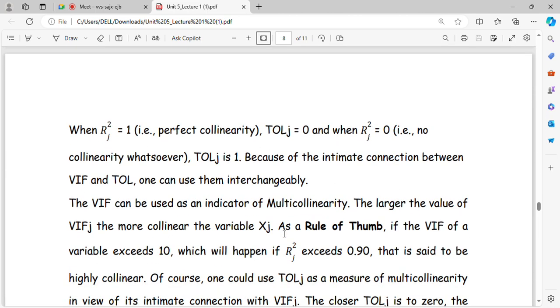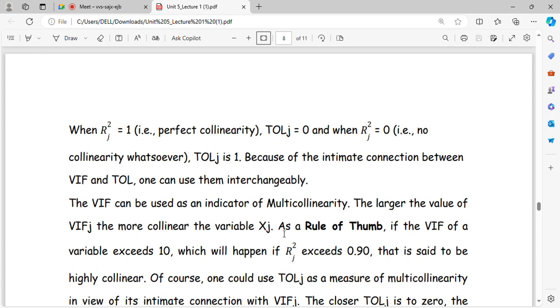Now, to detect multicollinearity, we have some rule of thumb. The VIF can be used as an indicator of multicollinearity. The larger the value of VIF, the more collinear the variable xj. That means to check whether there is a multicollinearity problem in our regression model, we need to get the value of VIF. If VIF is very high, that means there is high collinearity, which is a very big problem. But if VIF is very small, then there is not so much of an exact linear relationship between the explanatory variables, and that is not that much of a big deal.